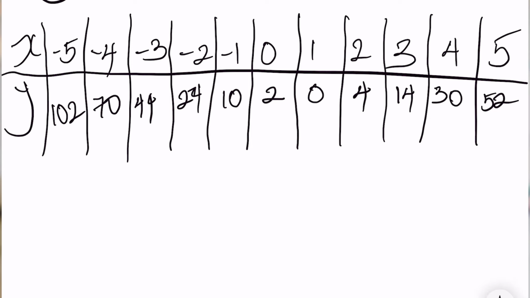And now we have our table of values for 3x squared minus 5x plus 2. Now, what do we do? We construct our graph.